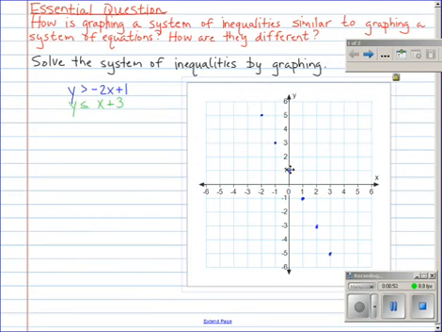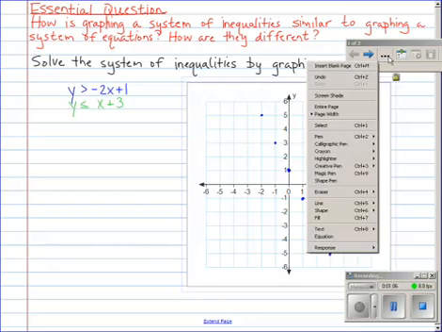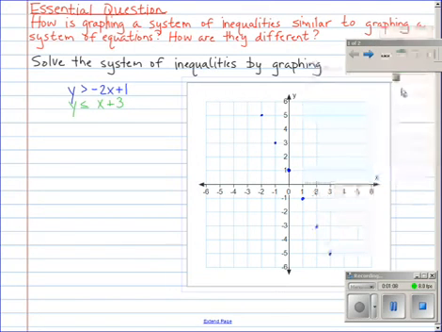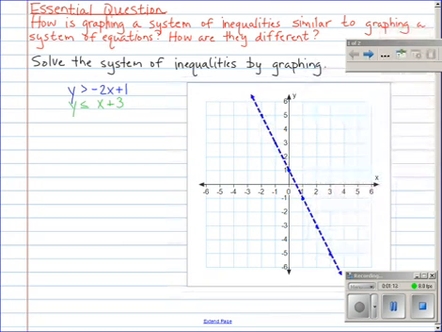Now, here's where an inequality changes from an equation. Notice that my inequality symbol is greater than, and it's not equal to, it's just greater than. So since it's just greater than, we're going to use a dotted line instead of a solid line to draw our graph. The other difference is when it comes to shading.